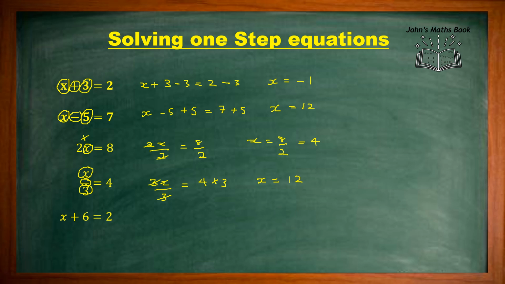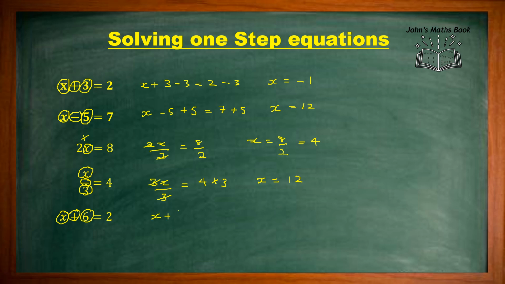Now in our final example, x plus 6 is equal to 2. In this case, we have a variable x, operation addition, and we're adding 6. So we need to subtract 6 from both sides. So let's do that.